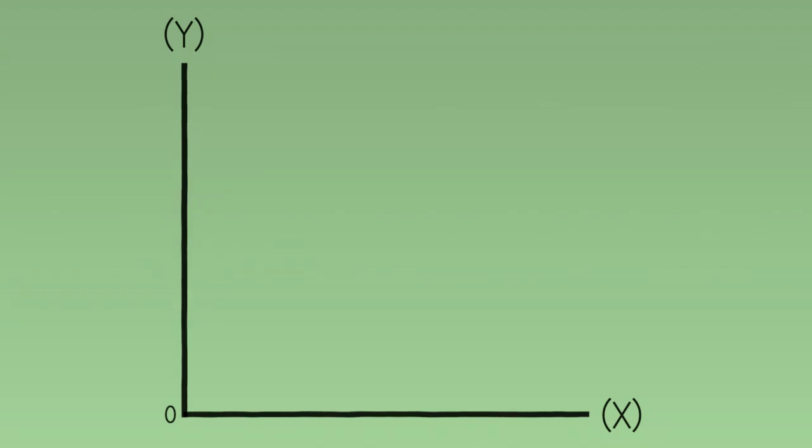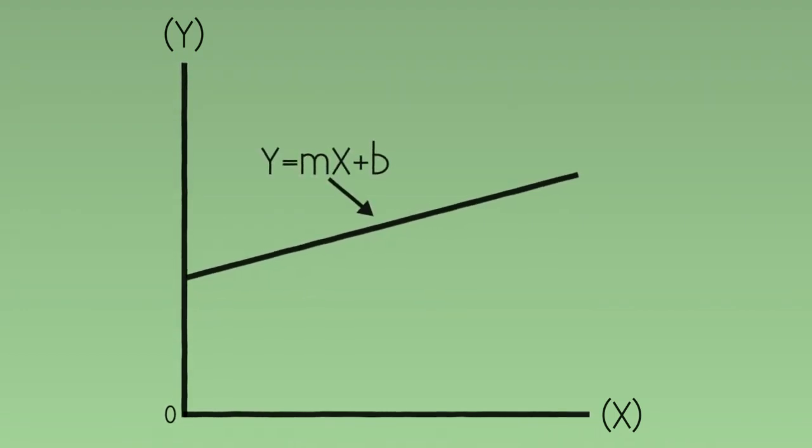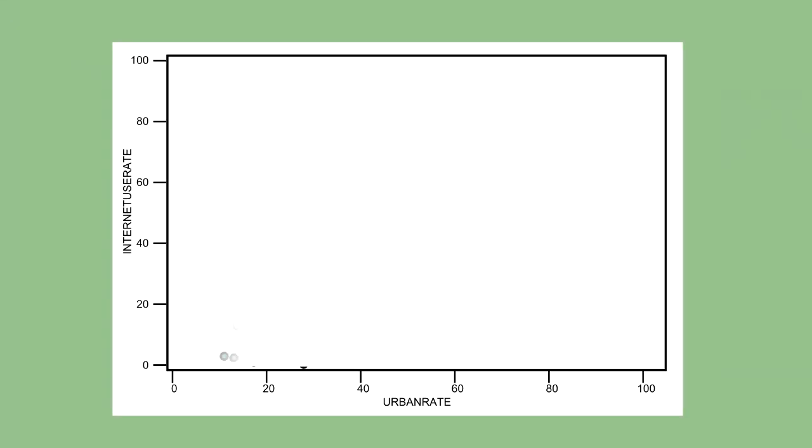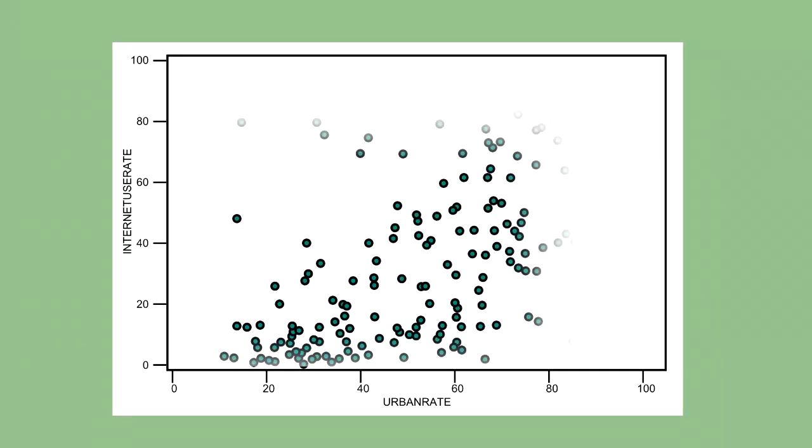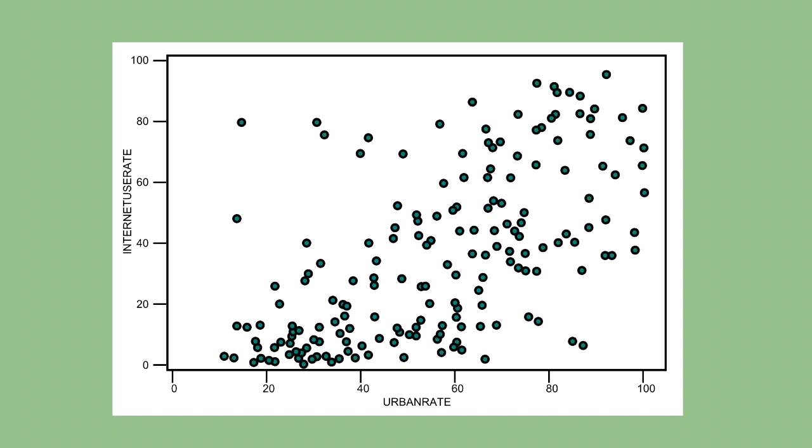As you may recall from high school algebra, the equation of a line is usually defined as y equals mx plus b, where x and y are the variables that are on those respective axes. m is the slope of the line, and b is the y-intercept, the spot where the line crosses the y-axis. In our model, we know that internet use rate is our y, or response variable, and urban rate is our x, or explanatory variable. So we need to determine our slope and our intercept in order to define this best fitting line.